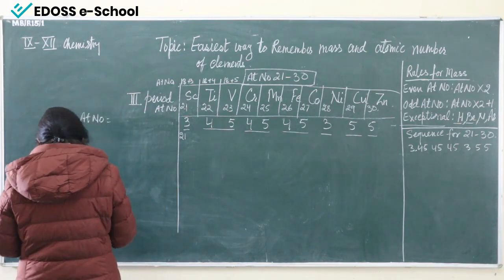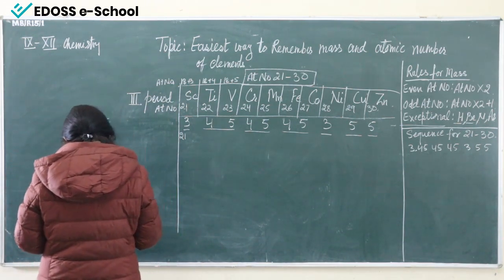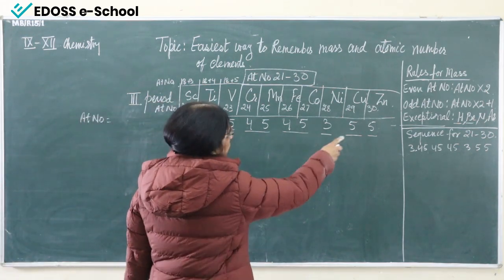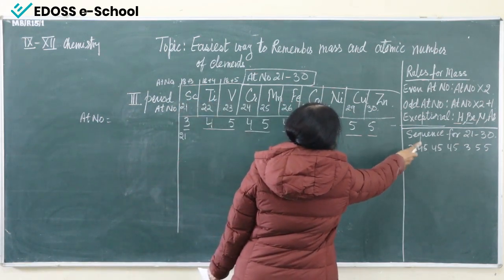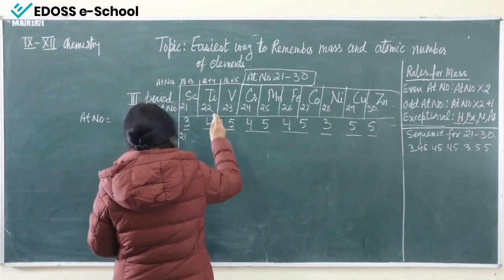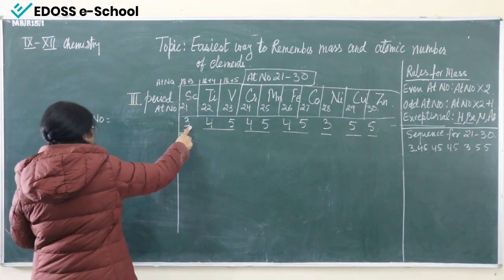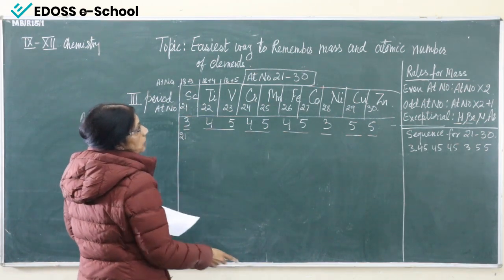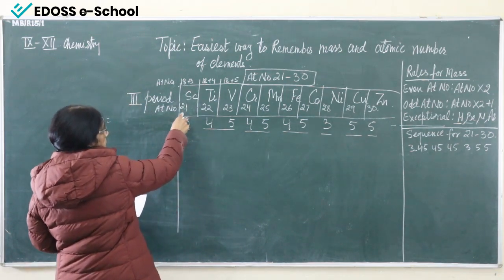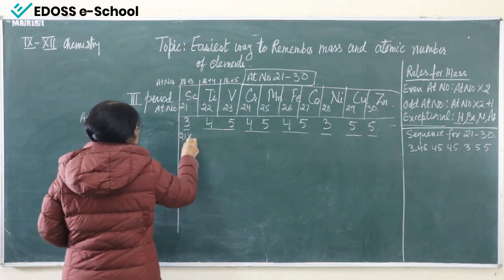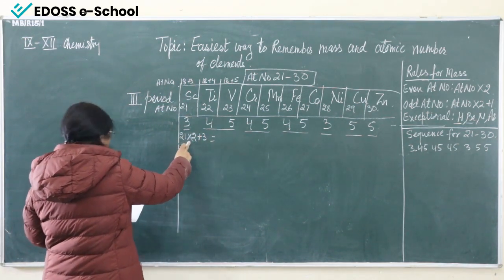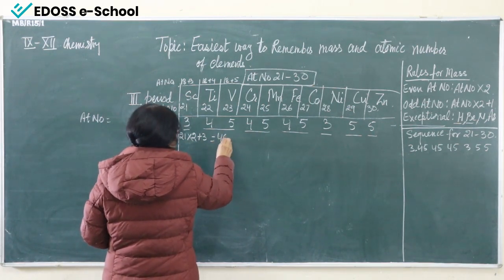So how to get their mass number? Okay. Now for mass, this is the sequence I have given you. So now see here, this is atomic mass. For scandium, 21 is an odd number, so we multiply by 2 and add 3. So 21 multiplied by 2 plus 3 will come 45.